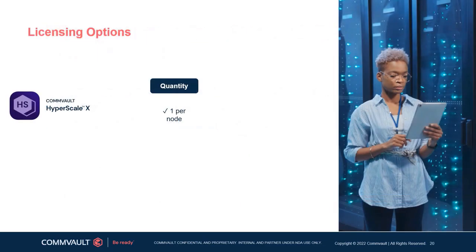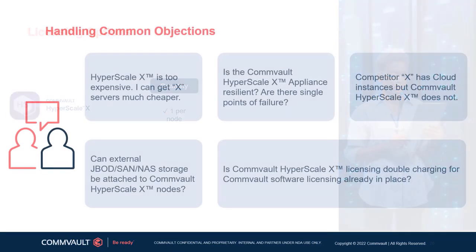Commvault Hyperscale X is easy to scope, price, and deploy. Hyperscale X is only licensed at an individual node basis. This simple approach makes it easy for any customer to buy and use Hyperscale quickly. Here is how to handle some common objections.